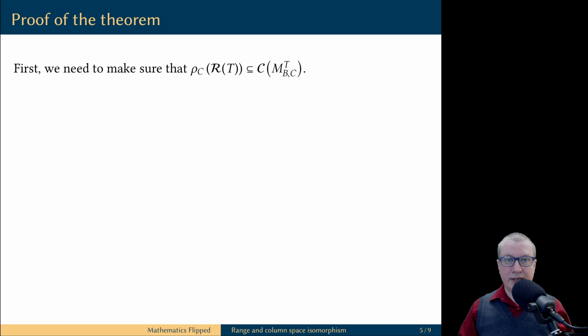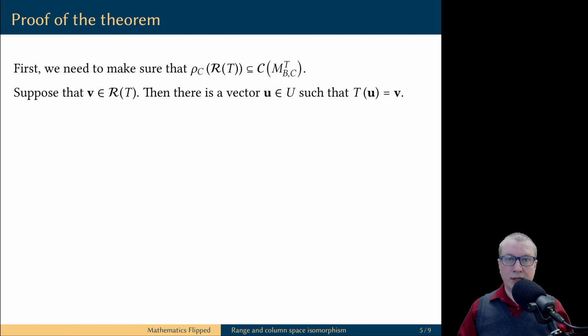To realize this idea, first we need to make sure that the restriction of rho C to the range becomes a function from the range to the column space. In other words, we need to show that applying rho C to any element of the range of T becomes an element of the column space of the matrix representation. To this end, let's take any vector v in the range of T. This means this vector is a value of T, so there must be some input vector u from the domain vector space U such that T applied to the vector u is equal to the vector v.